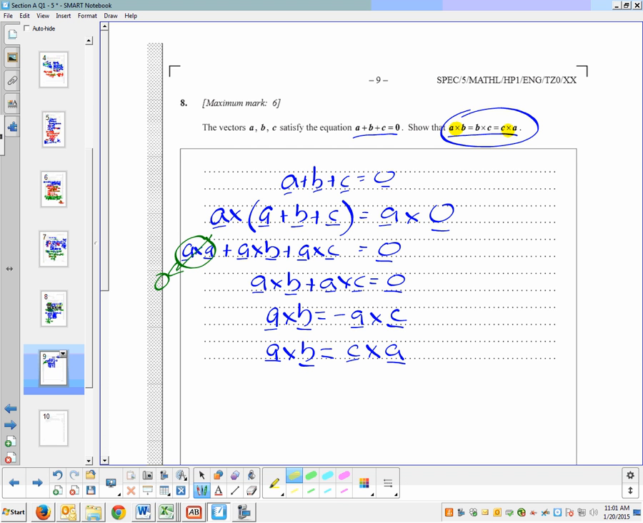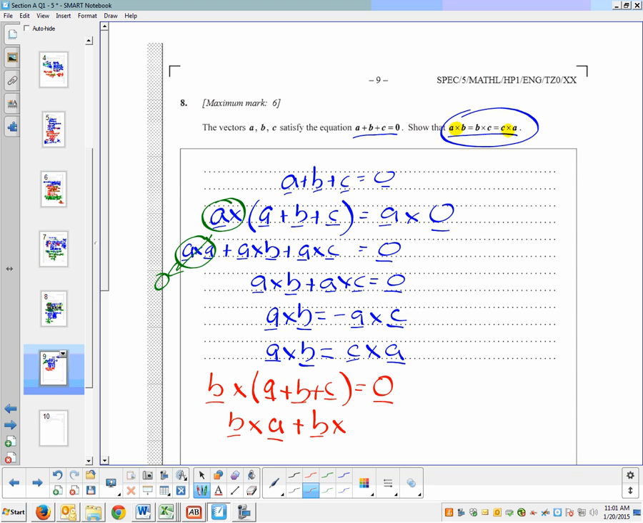Just got to add in the last bit, which you do through exactly the same process, but choosing a different vector here. So do the same thing, but with B. Would also work if I did it with C. A plus B plus C equals 0. I'm going to skip a few more steps. This time I've got B cross A, B cross B is obviously 0, plus B cross C equals 0.